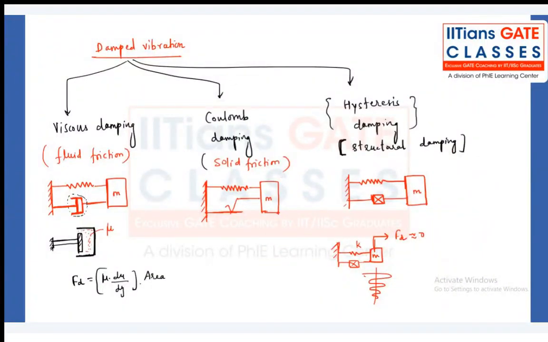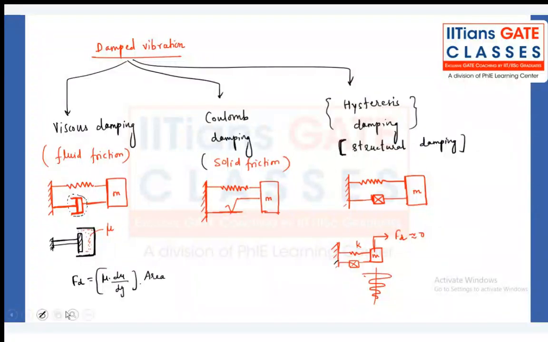In the damped vibration, basically we have three types of damping. One is viscous damping, Coulomb damping, hysteresis damping. Hysteresis damping is also called structural damping. For viscous damping, that is called fluid friction. Coulomb damping, that is called solid friction. Hysteresis damping means what? Intermolecular friction damping. Right?